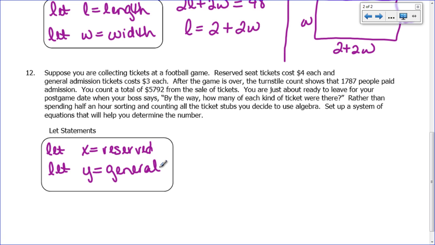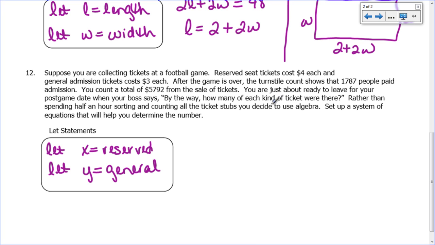So after the game is over, the turnstile count, that's that little thing that you walk through when you go into a game or a concert or whatever, shows that 1,787 people paid admission. You count a total of $5,792 from the sale of tickets. You are ready to leave for your post-game date when your boss says, by the way, how many of each kind of ticket were there? Rather than spending half an hour sorting and counting all the tickets, you decide to just use algebra. So we're going to set up a system.